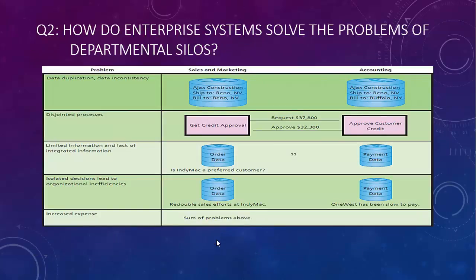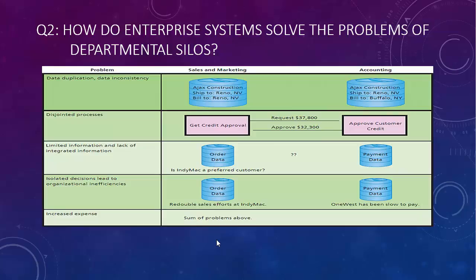The next question we want to answer is: how do enterprise systems solve problems of departmental silos? What we mean by having those departmental silos is that each department has their own computing needs, and typically, if you were a small business and you're starting to grow and you then form departments, those departments would probably have their own databases, and whatever they're capturing and whatever they're producing, they would keep locally to the department.